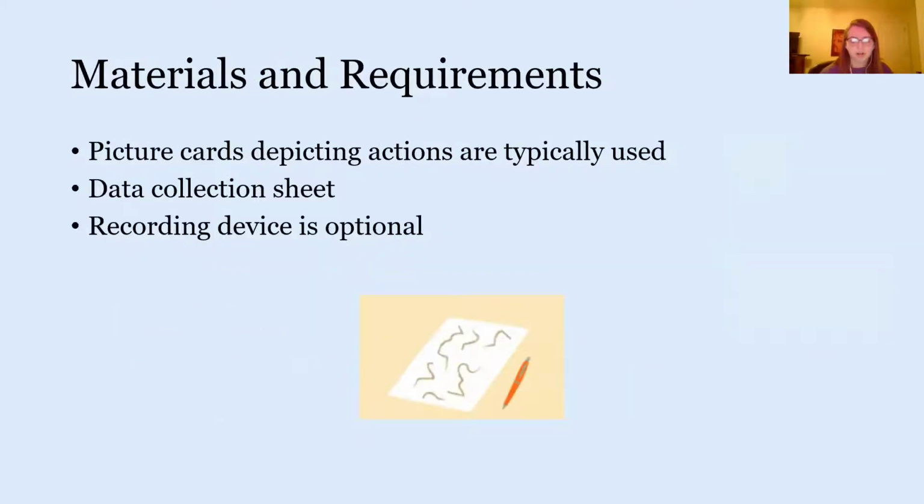For RET, you will want to collect pictures that show an action. Simple drawings are preferred because it allows the person with aphasia more flexibility in their response. You'll want paper to record notes, and it may be helpful to also have a recording device to help with monitoring progress.